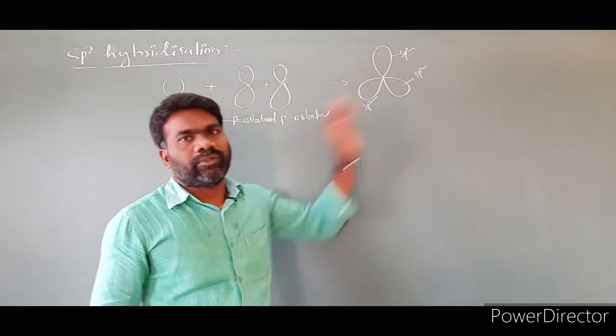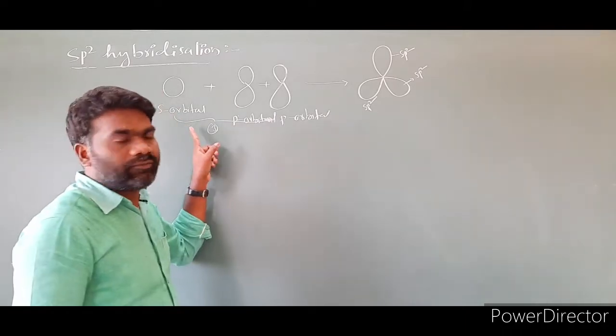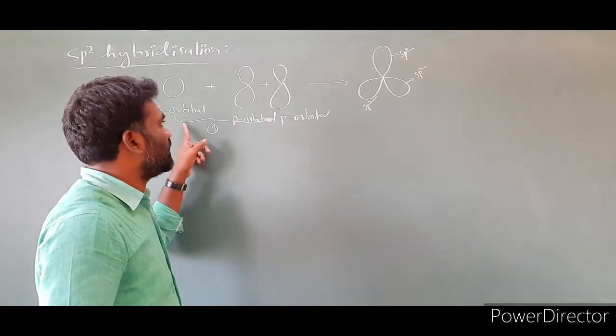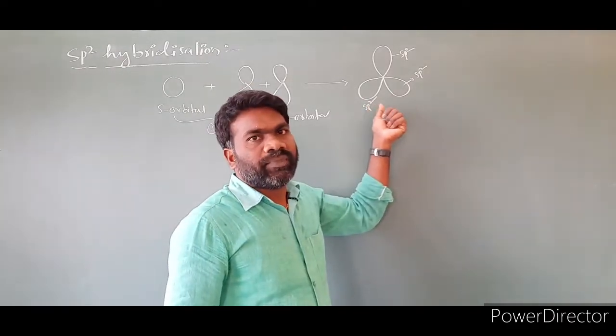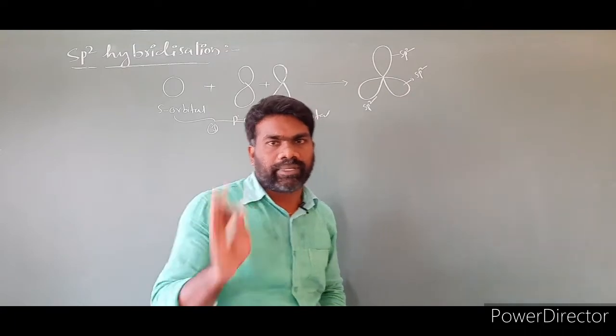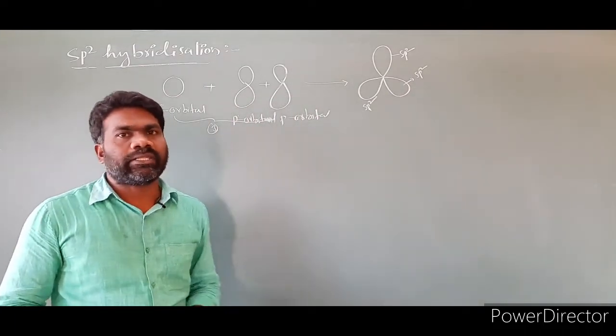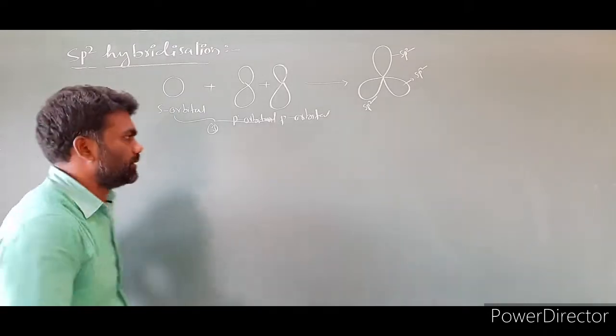So what is the statement we have to write? Intermixing of one s orbital and two p orbitals, resulting in the formation of three sp2 hybridized orbitals. This is the first point. For each hybridization you have four points. Write it.